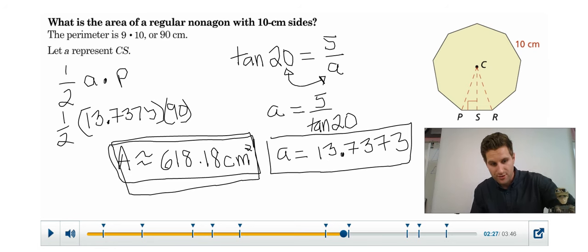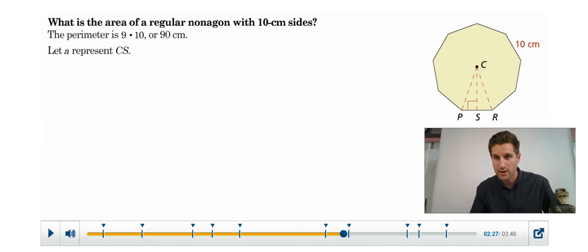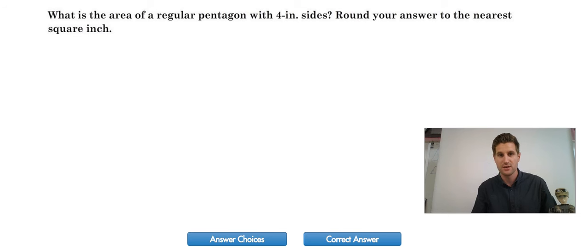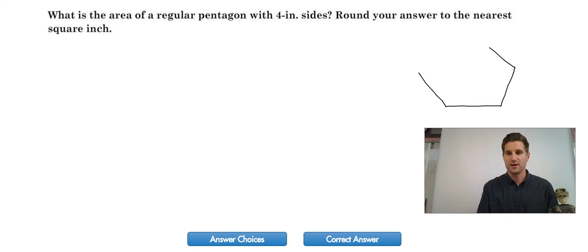Okay, so here we go, let's move to this question. Let's look at a pentagon. This time we'll do all of this one ourselves. So a pentagon is 5 sides with 4. If we draw this little triangle in here.